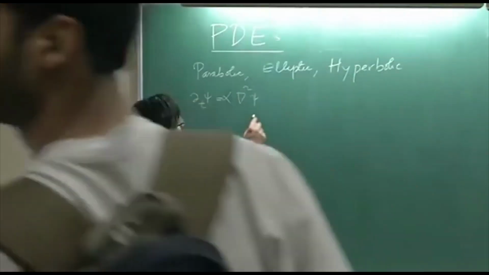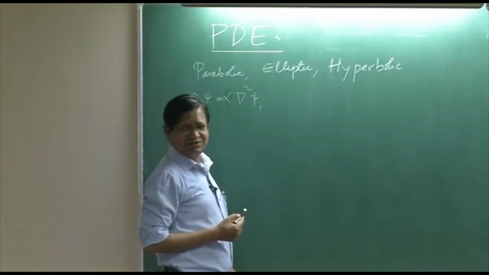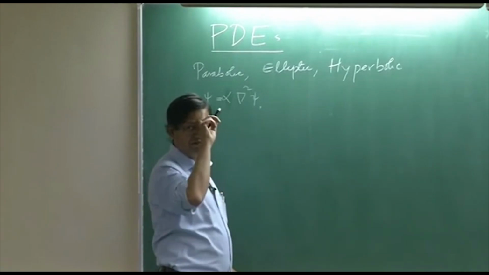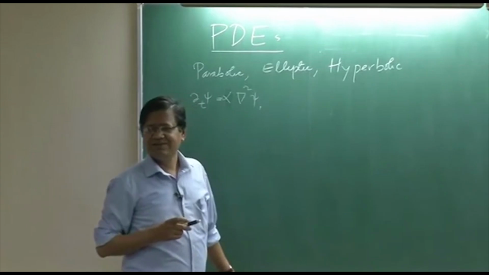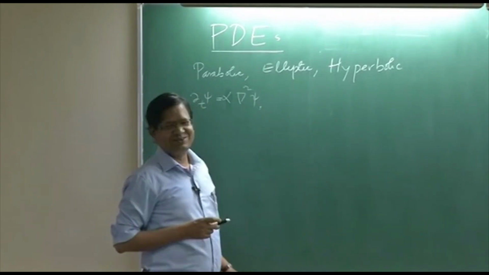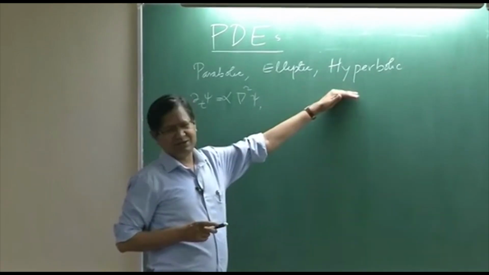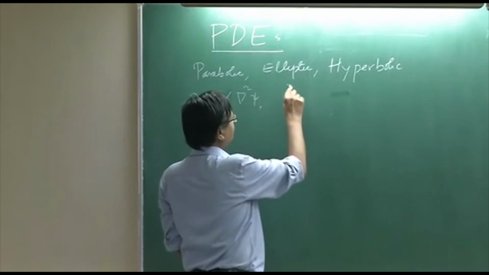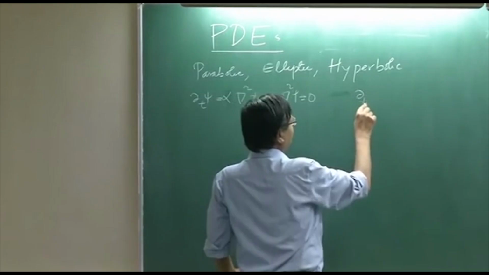Elliptic equation is an example of an elliptic equation. You've done this in your math course. Oh, what? No, wave is not elliptic. Wave is hyperbolic. Laplace's equation is elliptic.